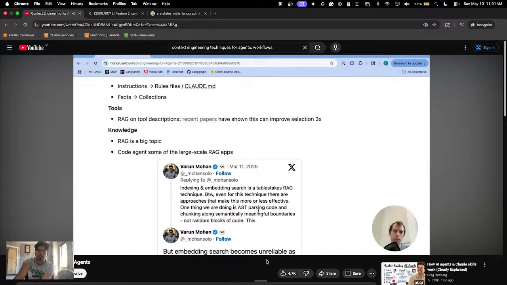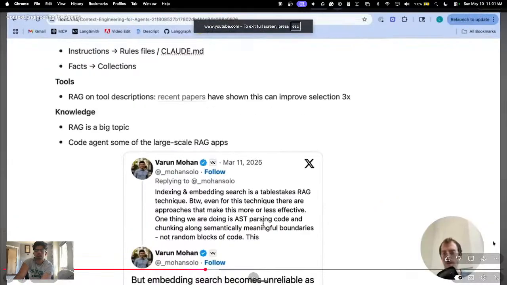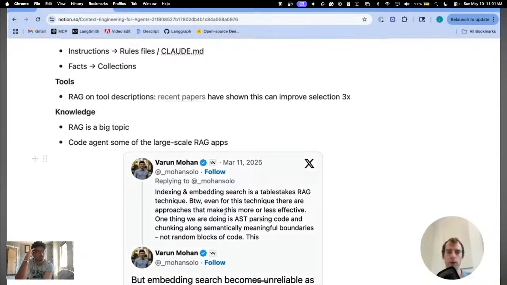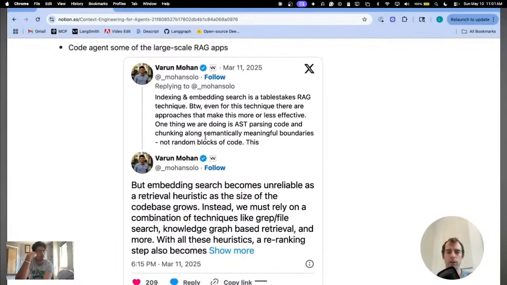We often want to augment the knowledge base of an LLM with, for example, private tokens. The code agents are some of the largest scale RAG apps currently, and I actually thought this post from Varun, the CEO of Windsurf, was quite interesting. He talks a bit about the approaches that they use for retrieval, and the real point is it's quite non-trivial.